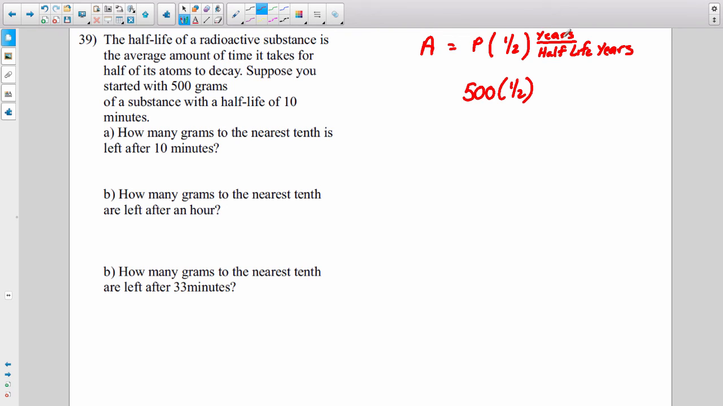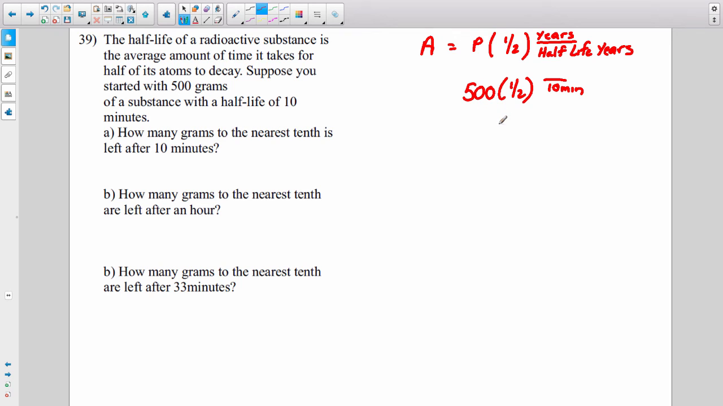Okay, so scratch the years business. We're converting this into minutes. So that would be 10. Ooh. No, it wouldn't. 10's on the bottom. Sorry about that. Because they're telling us the half-life is 10 minutes. Okay, so for every 10 minutes this thing will trigger. It'll cut itself in half.